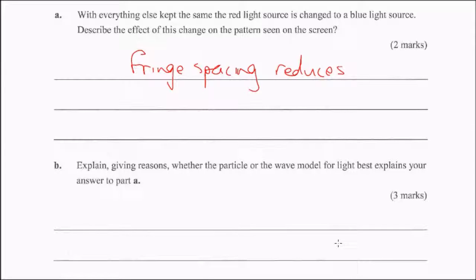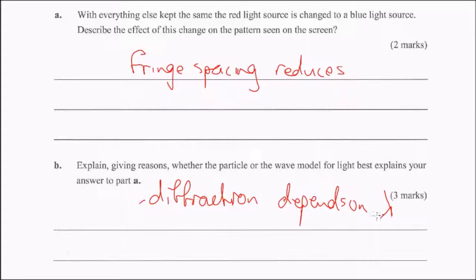And lastly, describing whether we think the particle or wave model for light best explains our answer to part A. This is basically explaining why Young's double slit experiment supports the wave model. So we need to talk about diffraction and how it depends on the wavelength. We need to talk about constructive interference.